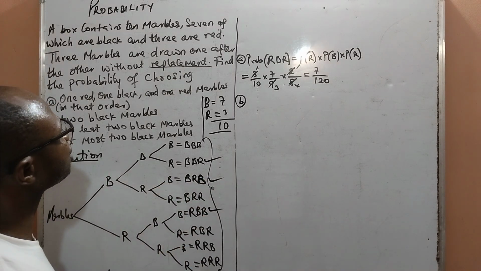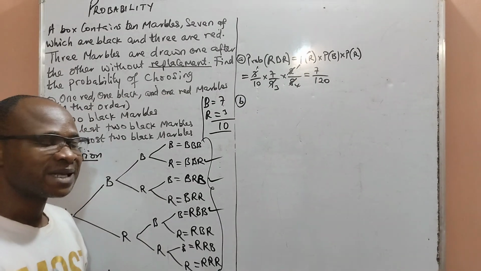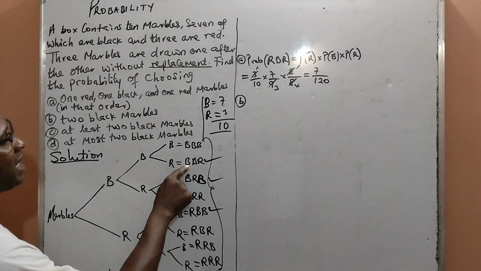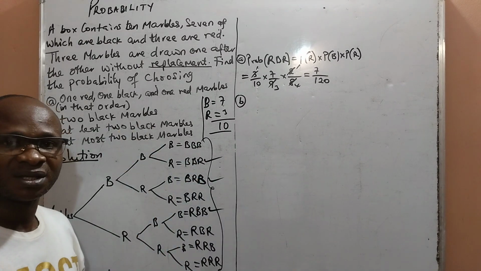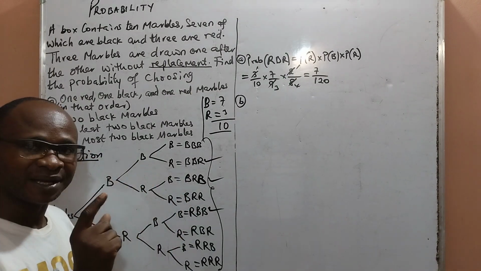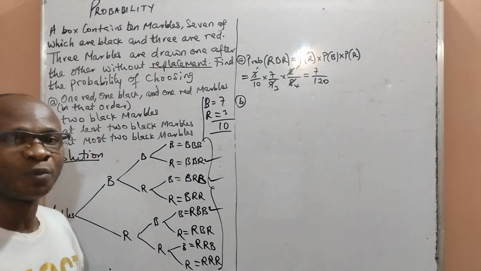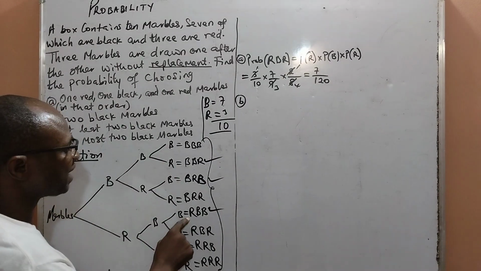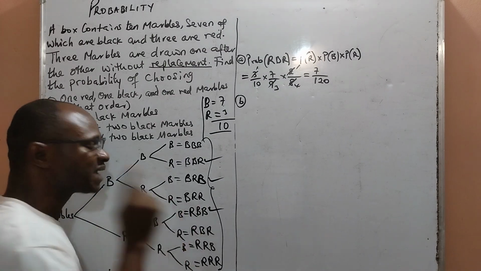Now, probability of picking 2 black marbles means that the first one I pick from here is black, the second one is black, the third one is red. So I have picked 2 black marbles. Here, the first one is black, the second one is red, the third one is black. So there are 2 black marbles there. Again, I have here the first one is red, the second time is black, the third time is black.